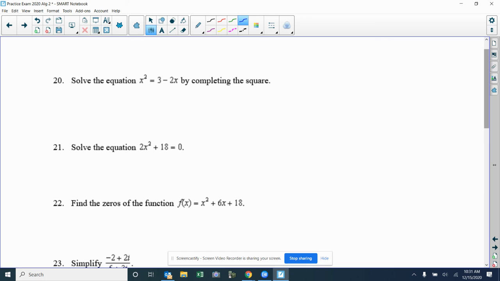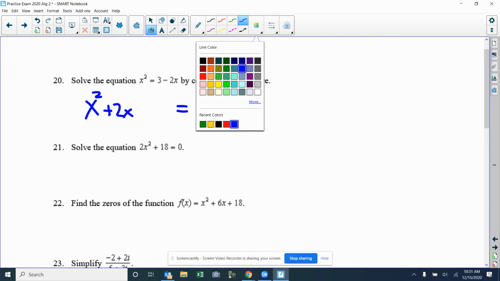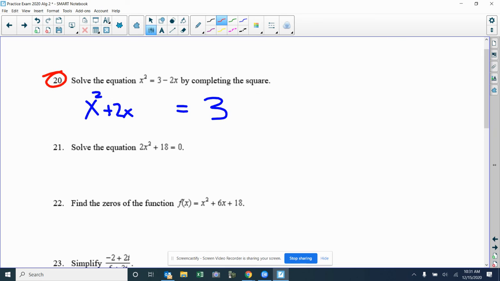Solve by completing the square. Okay, so we're going to get the x on one side. We're going to bring this negative 2x over, so it's going to become positive. We're going to leave some space. We're going to leave that 3 on that side. So that's step 1 of completing the square. Get your x squared and your x on one side. Now, middle term is, of course, 2. Half would be 1. Squaring would be 1. There is my perfect square trinomial, isn't it?